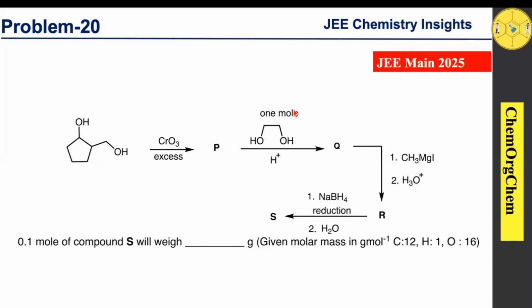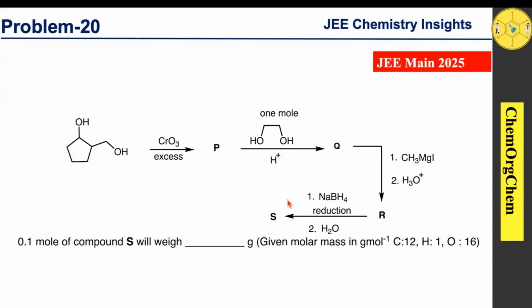So here is the question. Here you see we start with a cyclic alcohol, react with excess of chromium trioxide, then with a diol under acidic conditions, followed by methyl magnesium iodide and acid workup, and finally sodium borohydride reduction to get our final product S.